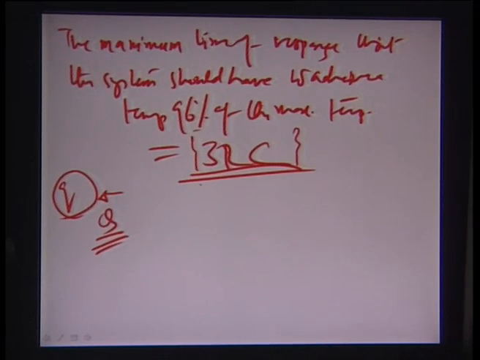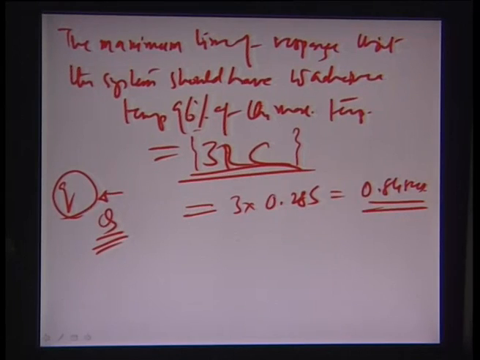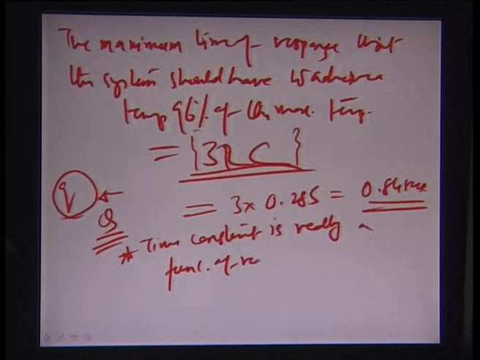Okay, so the maximum time that you can allow for the system to ramp up to this 96% of maximum temperature in our case is about 3 times 0.28 seconds, which is about 0.84 seconds. So the take home message here really is that the time constant is really a function of reactor volume. And so if you can make the volume smaller and smaller, you could make the time constant smaller and smaller, and the volume in turn depends on the dimensions.